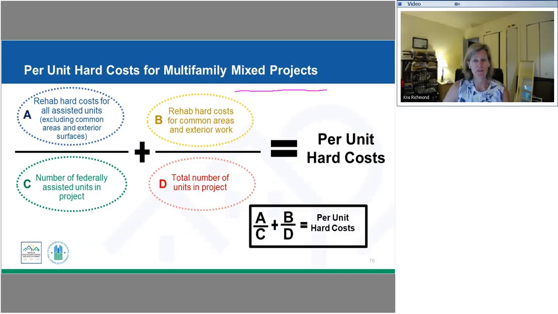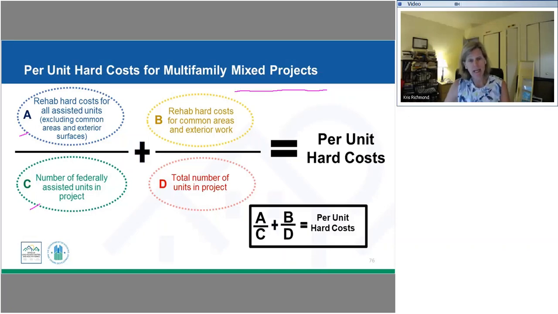This slide is doing multifamily, but it's multifamily mixed projects. Mixed projects means they're not all federally assisted. So we're going to go through this example here. We do have to know a formula. Our formula looks at rehab hard costs for all assisted units, excluding common areas and exterior services, and we're going to divide that number by the number of federally assisted units in the project. So we're going to figure out what that number is.